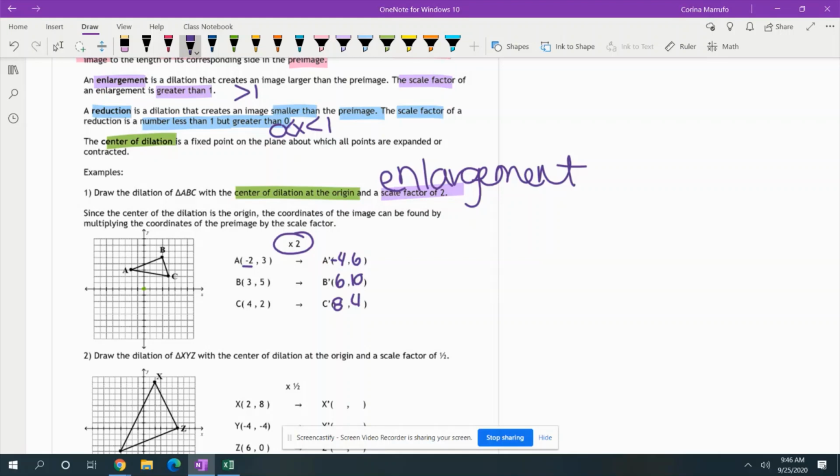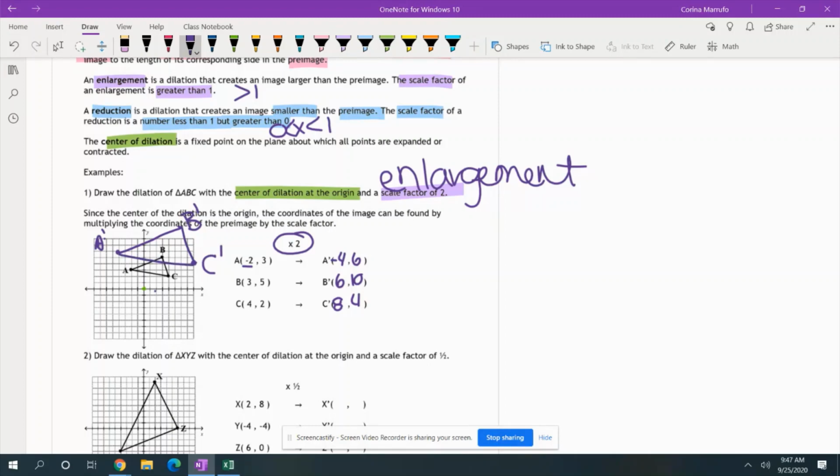So here, -4, then counting 1, 2, 3, 4, 1, 2, 3, 4, 5, 6. This is 8, right? And then we have 6, counting 1, 2, 3, 4, 5, 6, up to 10. It's going to be a little bit higher. And then C is 8, 4. So counting 1, 2, 3, 4, 5, 6, 7, 8, then 1, 2, 3, and 4. And so this is our new shape. This is our image.